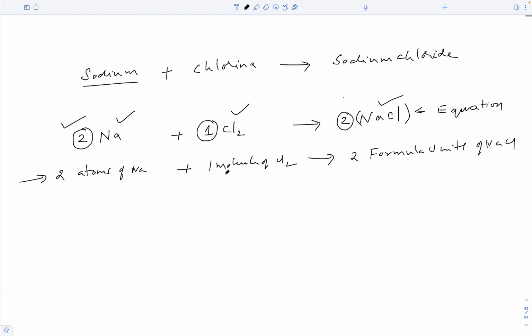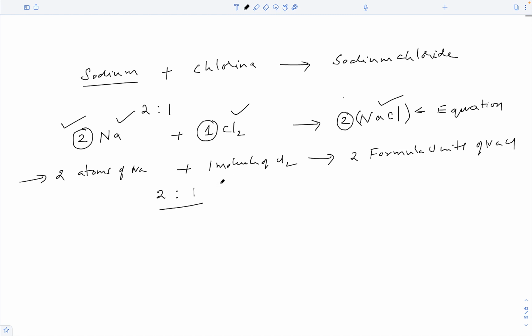It says for each molecule of chlorine there must be 2 sodium atoms. This tells the relative number of sodium atoms and chlorine molecules that are participating in the reaction. It says the number of sodium atoms and chlorine molecules must be in the ratio of 2 to 1. That is, in the ratio of their stoichiometric coefficients, so that there will be no wastage.